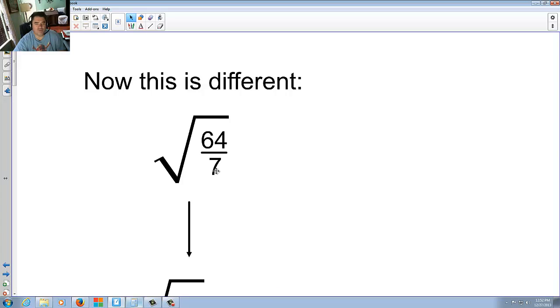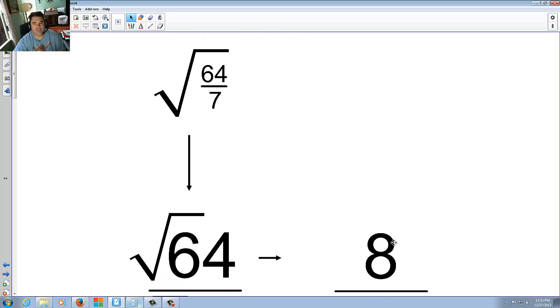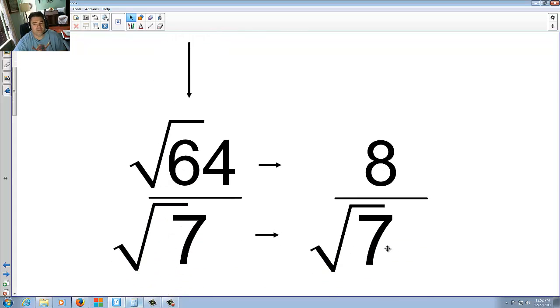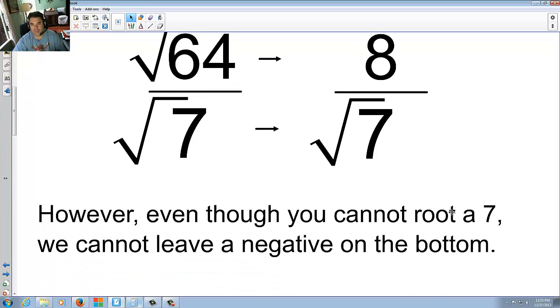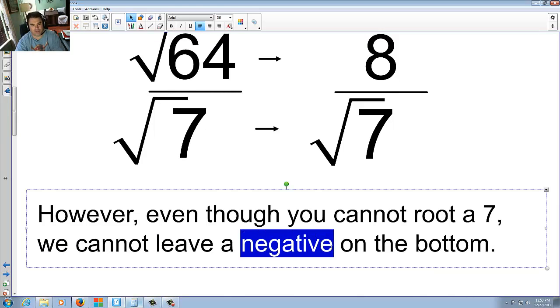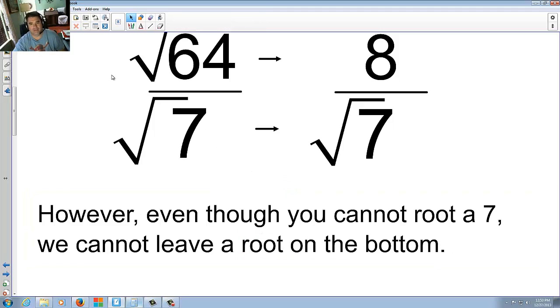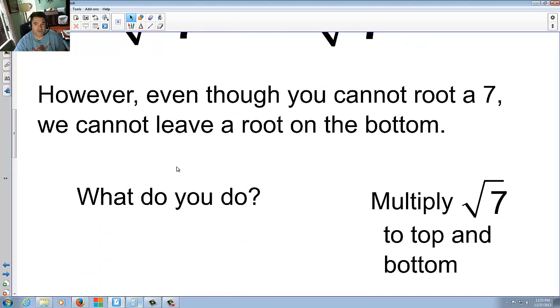Now this is different. Root of 64 over 7. So we have root of 64 over root of 7. Root of 64 is 8. No problem there. But root of 7, you can't do anything with, and you can't keep a root on the bottom. Got to fix it. So even though you cannot root a 7, we can't leave a root on the bottom. It's a no-no. So, what are you going to do?